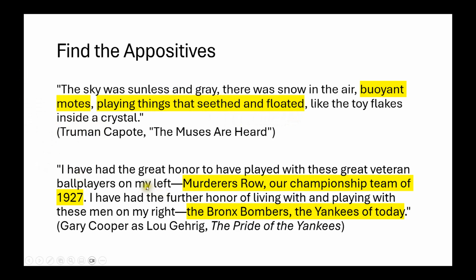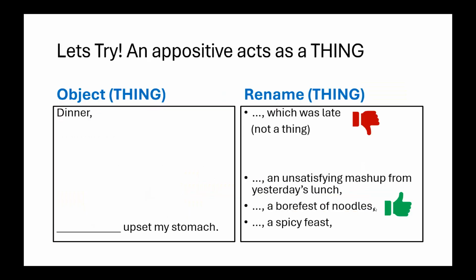In the second example, we are renaming the teams. The ball players on his left are Murderers Row, the championship team of 1927. And the ball players on his right are the Bronx Bombers, the Yankees of today. So notice that appositives help you enlarge your sentence in ways that make it come alive for your reader. And by using those commas, you don't have mixed modifiers, which we'll talk about later.